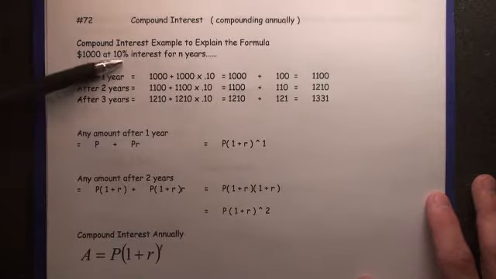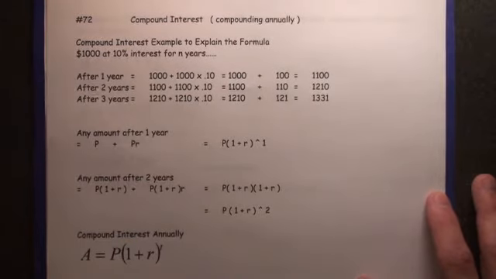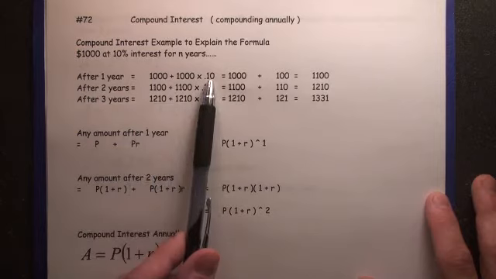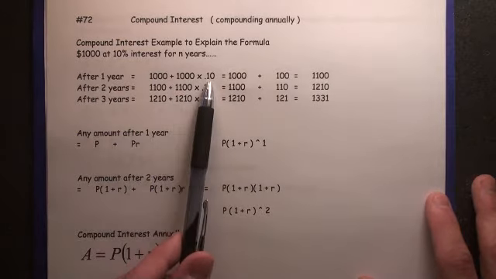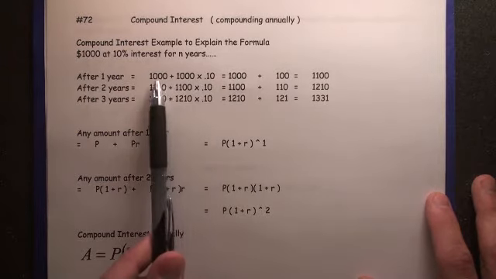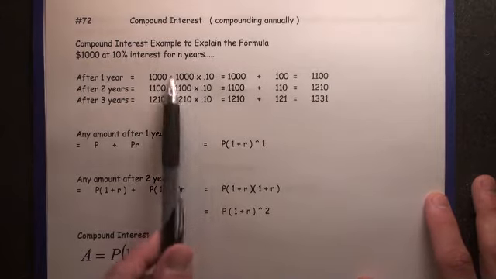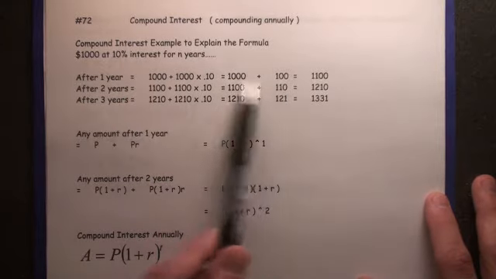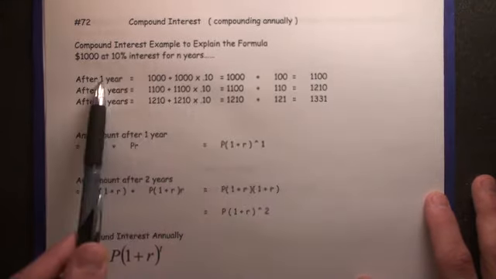We got $1,000 at 10% interest. Well, after 1 year, we're going to have $1,000 plus 10% of 1,000. So we're going to do 0.10 times 1,000. So this is your principal, this is your interest. We're going to make $100 in interest, so therefore we're going to have $1,100 after 1 year.